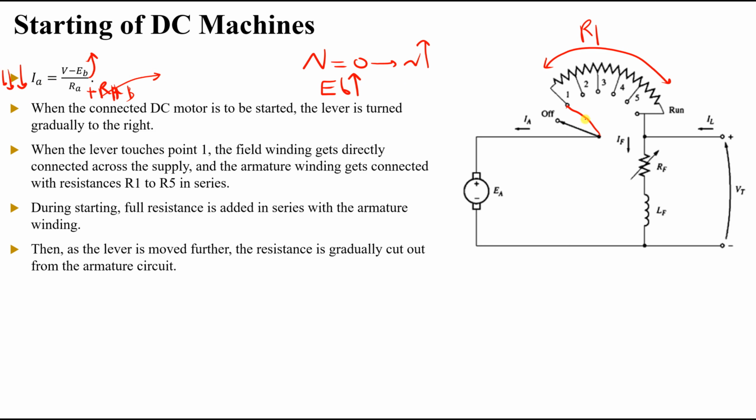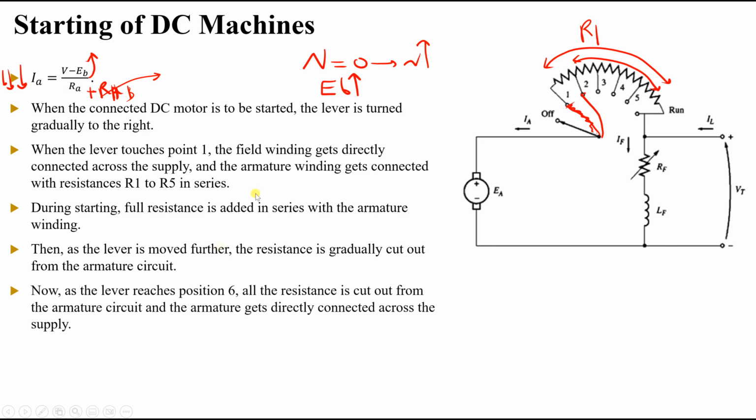So instead of having this large resistance, I will have a smaller one, this only, by removing this and connecting to number 2. So we will have smaller resistance making current going up again, and so on. As the speed reaches the rated speed, we cut this resistance completely from the armature circuit.